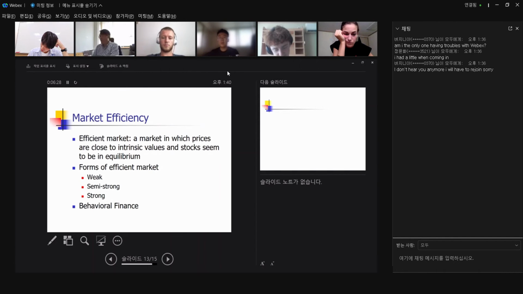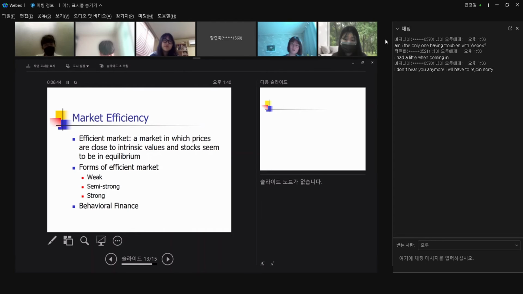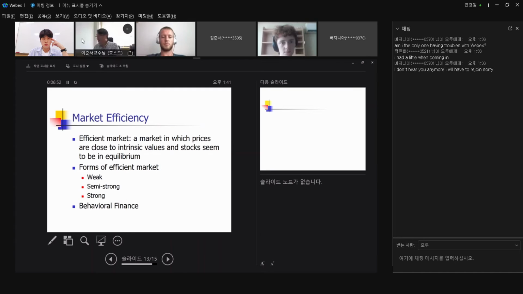I moved to the place, so the facilities changed. I can see your face very well. Okay. So my facility, I have another monitor. So I have now two monitors, so I can communicate with you very closely now, right?